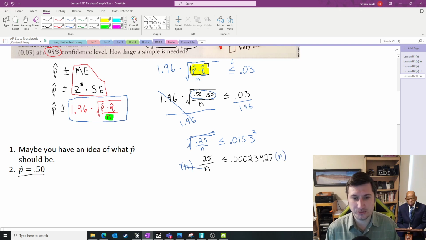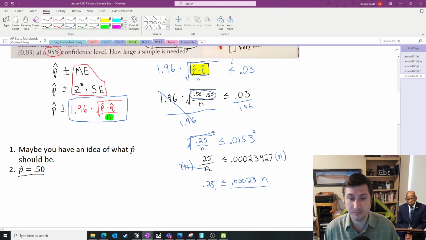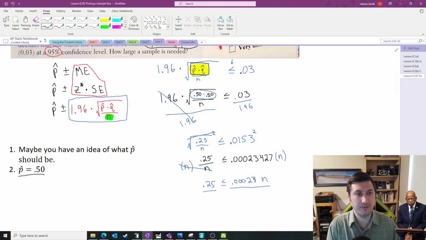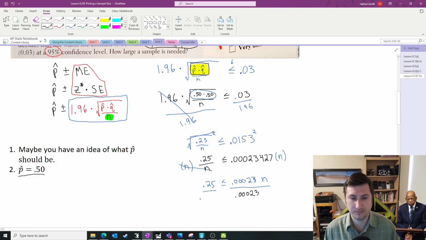The n goes away. You're left with 0.25 is less than or equal to 0.00023 n. I'm going to divide both sides by that number now, right? Divide both sides by 0.00023. That goes away. You're left with n has to be bigger than or equal to this.